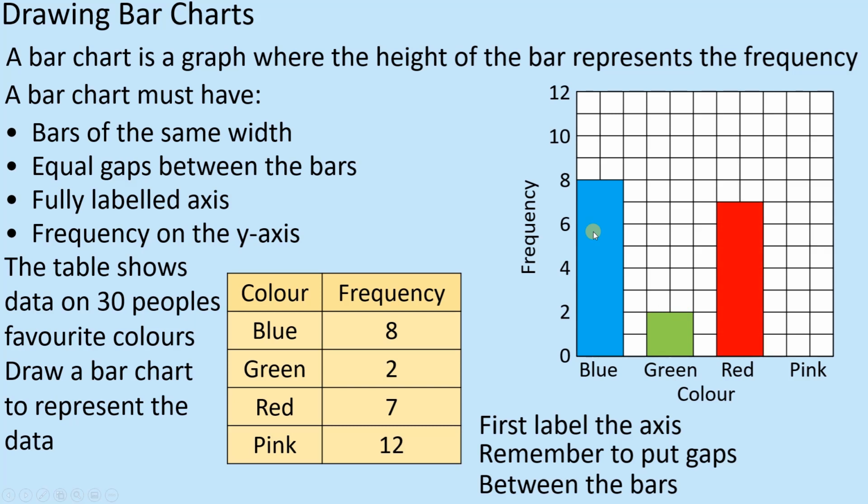This is the more tricky one. We've got it to 7. So because we don't have 7 on the graph, it must be halfway between these two. That goes to there. And then, of course, we've got pink, which takes us all the way up to there. And that's what it's done.